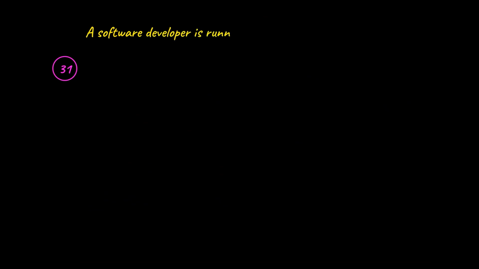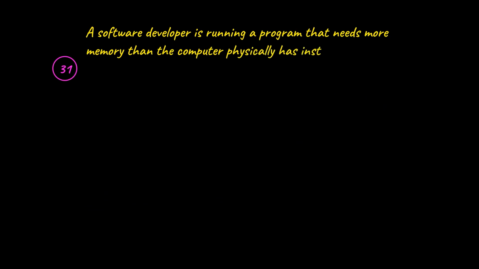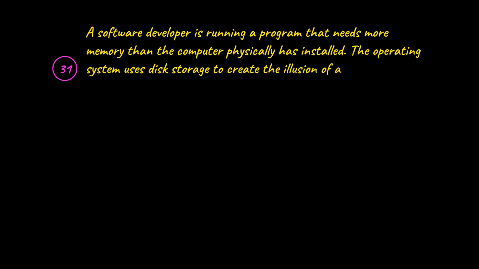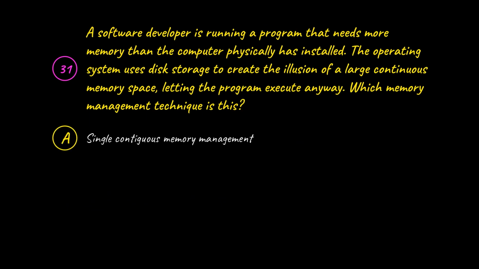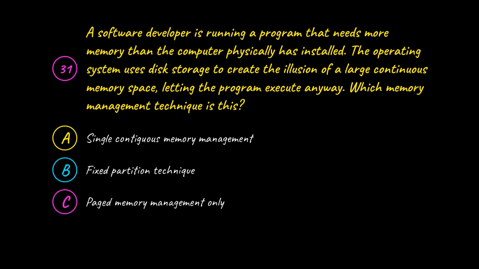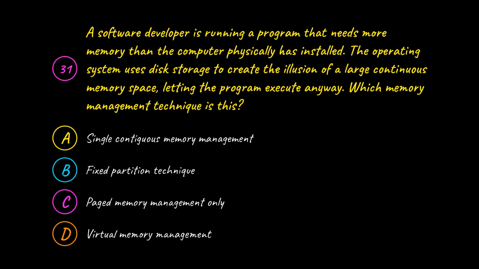Question 31. A software developer is running a program that needs more memory than the computer physically has installed. The operating system uses disk storage to create the illusion of a large continuous memory space, letting the program execute anyway. Which memory management technique is this? Your options are A. Single contiguous memory management, B. Fixed partition technique, C. Page memory management only, D. Virtual memory management. Don't overthink it. Which one feels right?